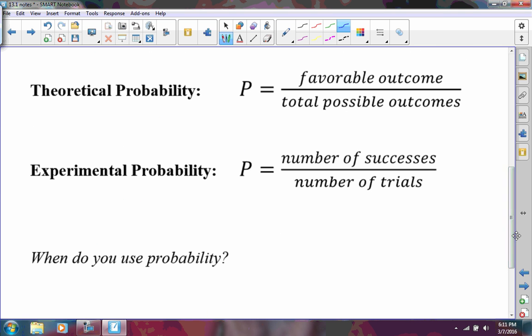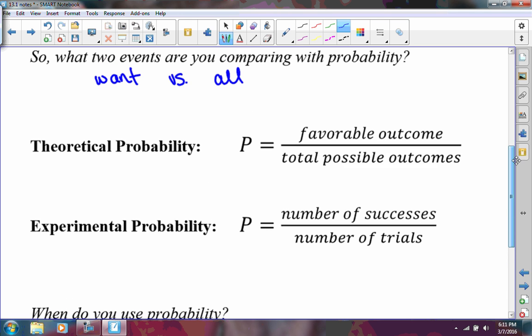And then this leads us to our theoretical and our experimental probability. So there's a little bit of a difference here, a slight difference, okay? Since our probability is comparing what we want versus all of the possible outcomes, the stuff that we want is going to be the favorable outcomes. And then when you're comparing it to all of the outcomes, that's the total possible outcomes.